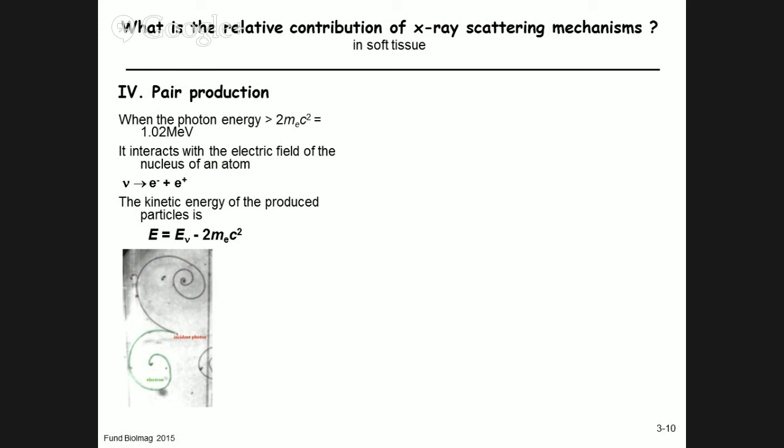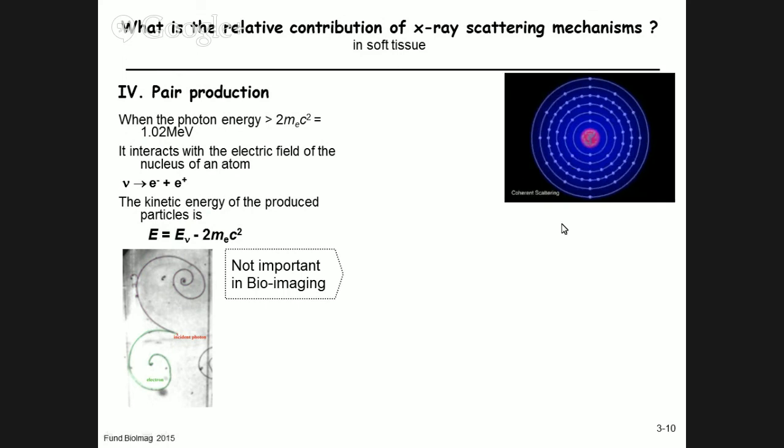That's the e plus, here's the positron. And then, of course, here's the electron, here's the positron, they're deviated in the opposite sense because of their opposite charge. Fortunately, this effect is not important in bioimaging because we do not deal with energies in the mega electron volt range.